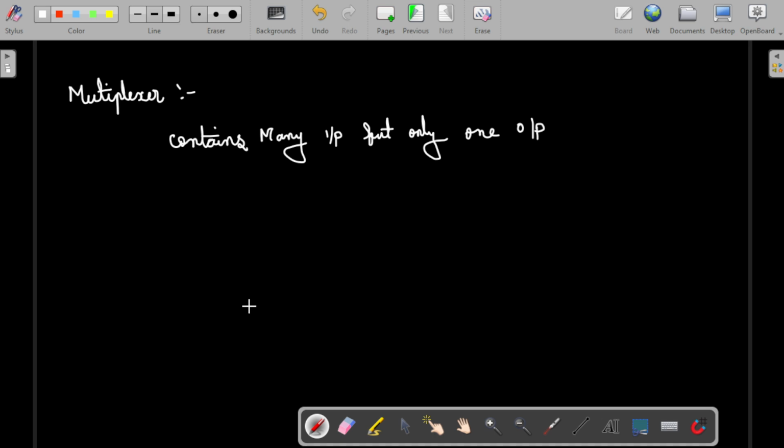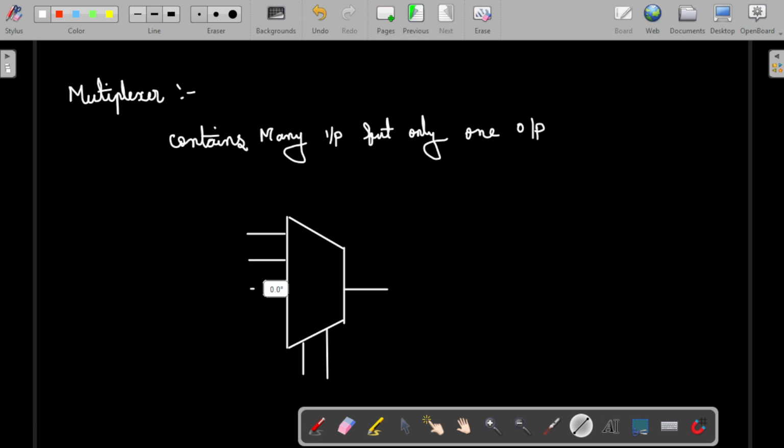How this works is based on the selection lines. Let me draw one diagram so that you guys can understand. This is how a multiplexer will look. Selection line is a concept: based on the selection lines only, our output will be determined, and only one output will be there. Based on the number of inputs, the selection lines are decided. If there are 4 inputs there will be 2 selection lines, as this is 2 to the power 2, right? That's why.